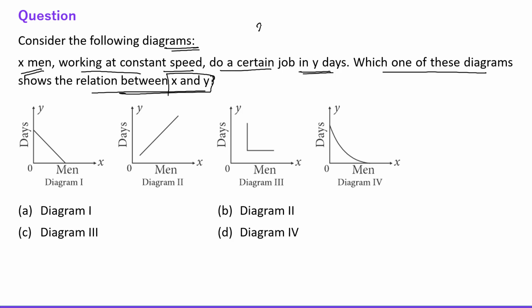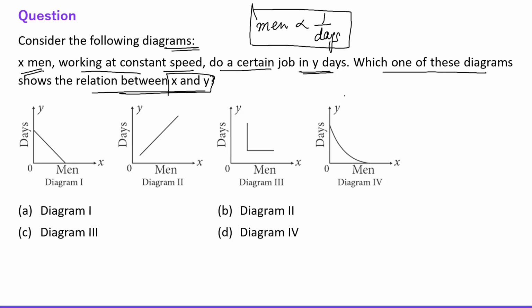Everyone, we need to find the relation between man and days. Obviously, man is inversely proportional to days. Why? When we increase the manpower, we take fewer days to finish the job, right? I repeat, when we increase the manpower, we take less time to finish the job, right?